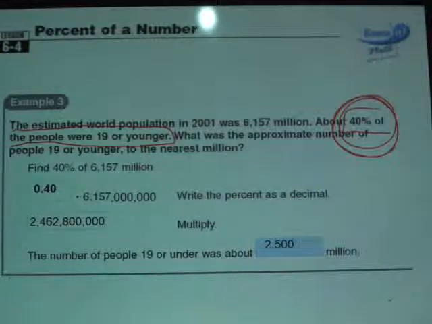2,462,800,000, which they then round to say 2,500 million, which would be 2.5 billion, which is really close to our 2.4628 figure that we found in the previous line.